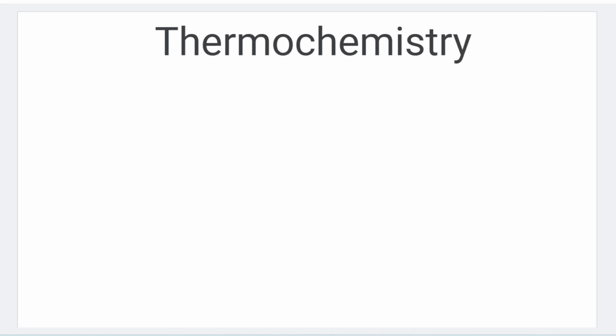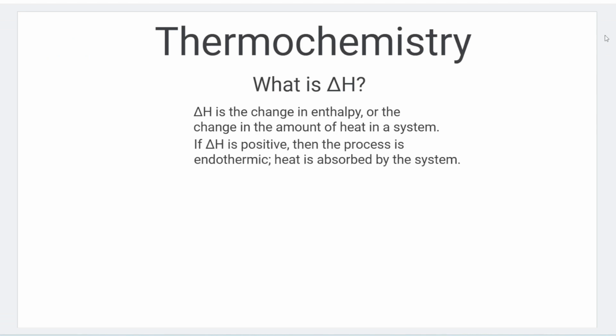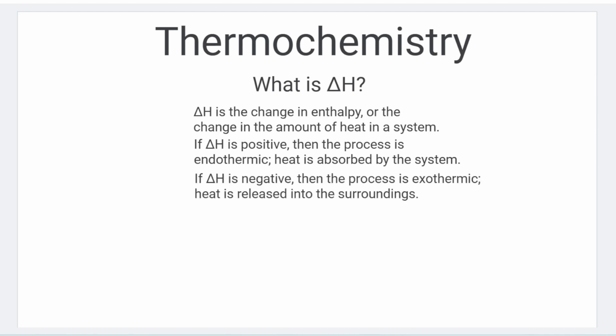Thermochemistry is concerned with how heat affects chemical reactions. So what are the basics? Well, first off, what does delta H mean in thermochemistry? Delta H is the change in enthalpy, or the change in the amount of heat in a system. If delta H is positive, then the process is endothermic, meaning that heat is absorbed by the system. If delta H is negative, then the process is exothermic, meaning heat is released into the surroundings.